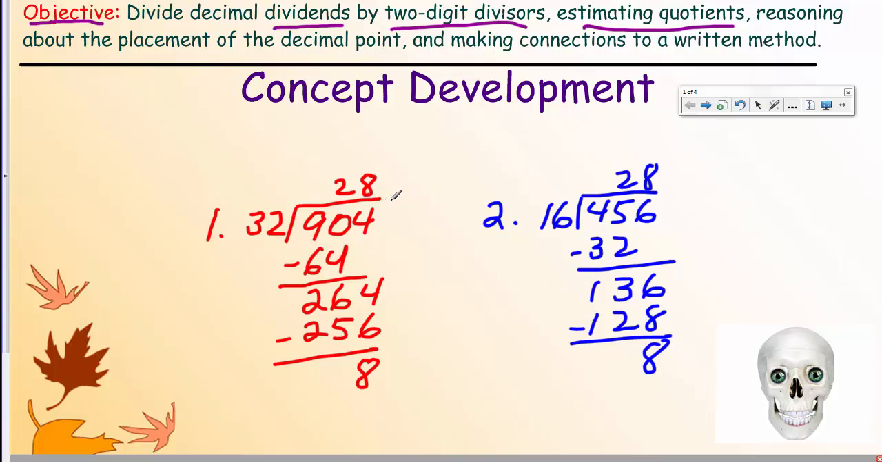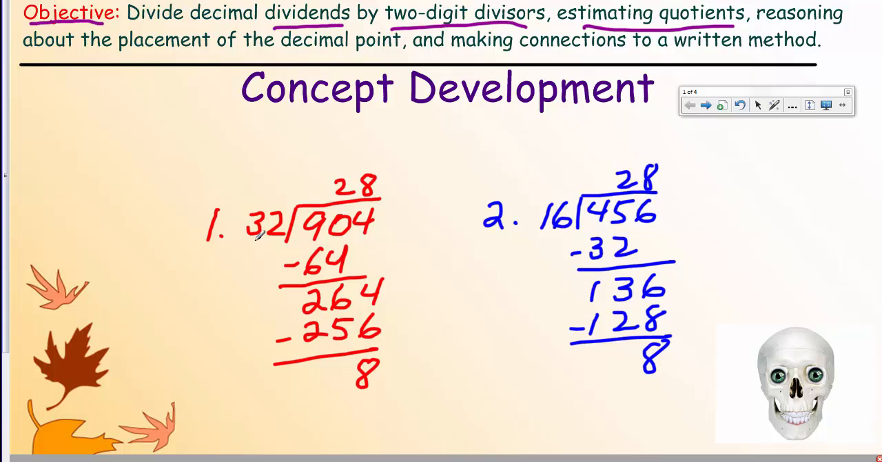As you can see, the quotient is 28 and the remainder is 8. It's exactly the same. And my question is, does that mean that these two division expressions are the same? Like 904 divided by 32 is equal to 456 divided by 16. Is that a true equation because they both have the same answers? I'm thinking, like 2 plus 2 is 4, you could have 3 plus 1 is 4. I'm not really so sure about this.